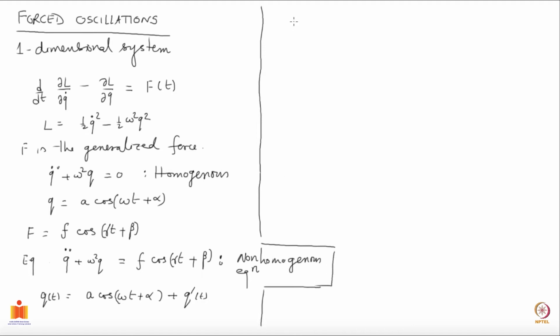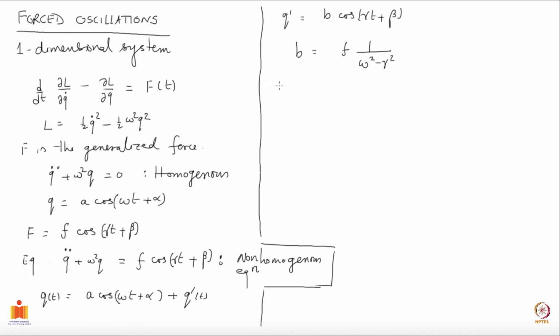Okay, so let me search for a particular solution of this form. I say q prime will be some b cos(gamma t plus beta). That's what I look for, and that I should do, because that's what you have on the right hand side. Okay, and if I substitute this in the equation of motion, I immediately get b equal to f1 over omega square minus gamma square.